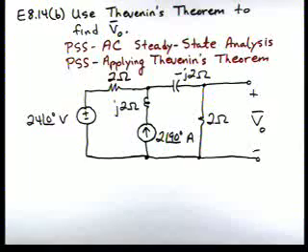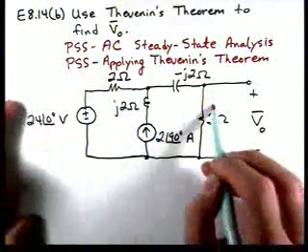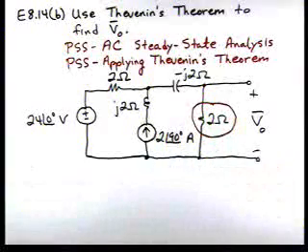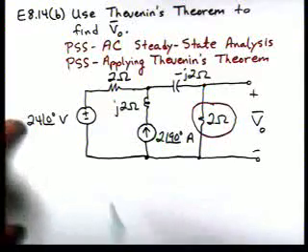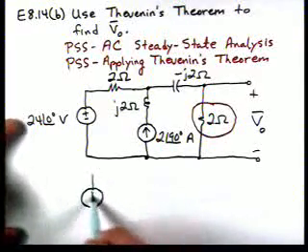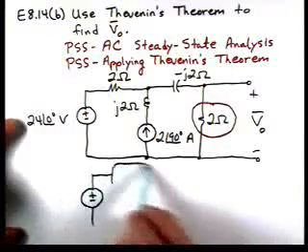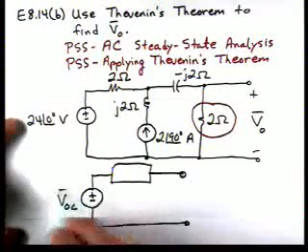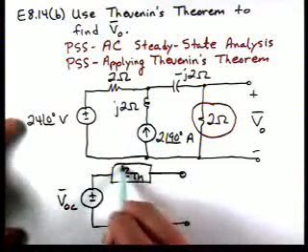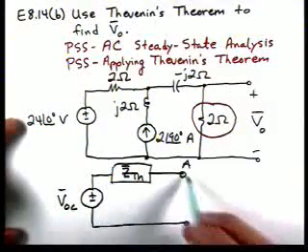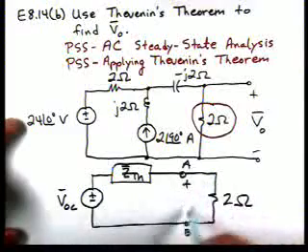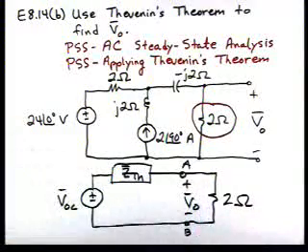First we need to decide what the load is. V0 is across this element, so let's let that be the load. When we get a Thevenin equivalent, our circuit will be the following. We'll have an open circuit voltage, our Thevenin impedance, here are the terminals A and B, then we'll hook our 2 ohms back up to that and calculate the voltage V0.